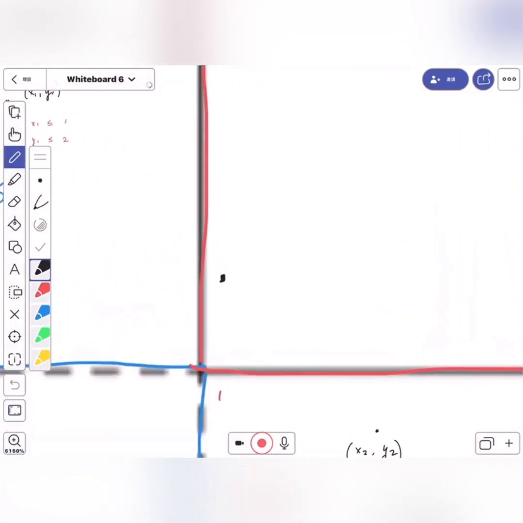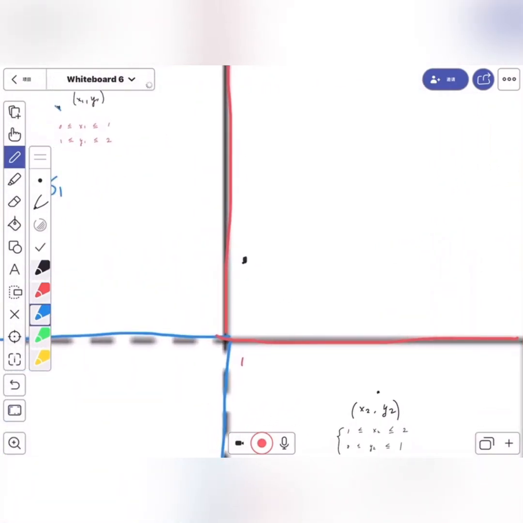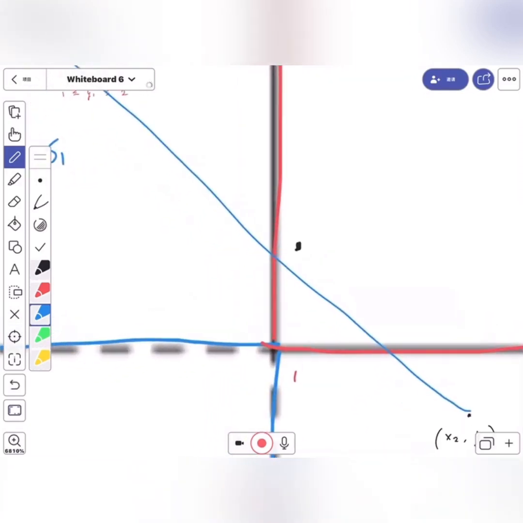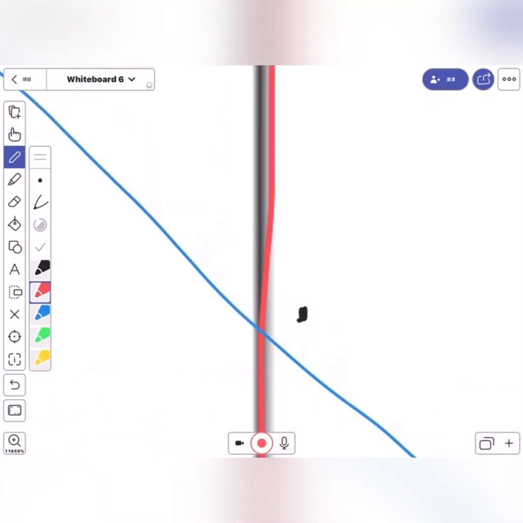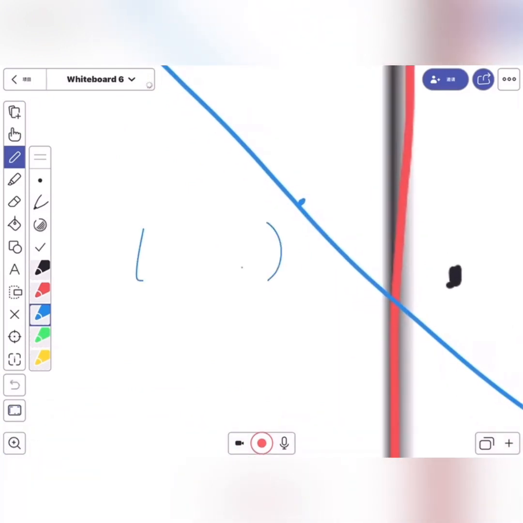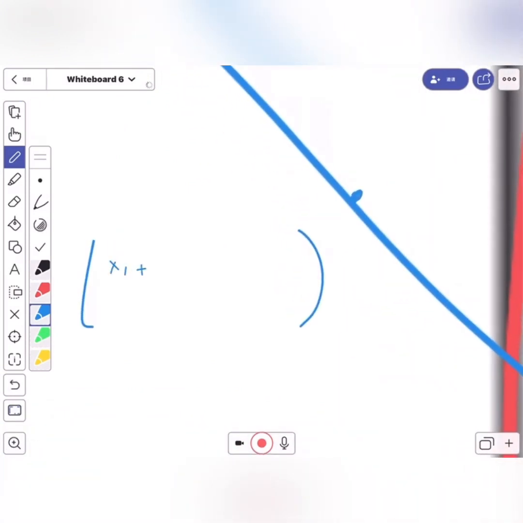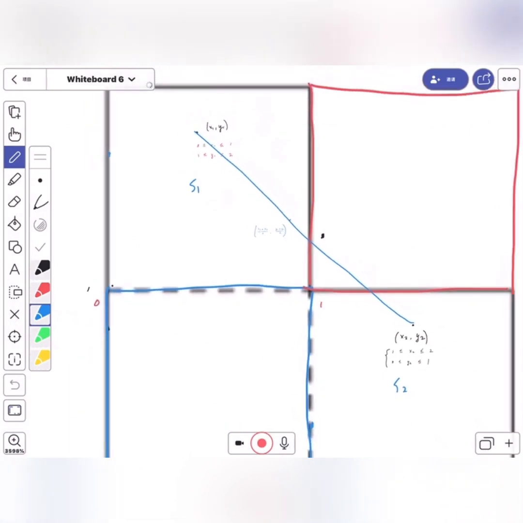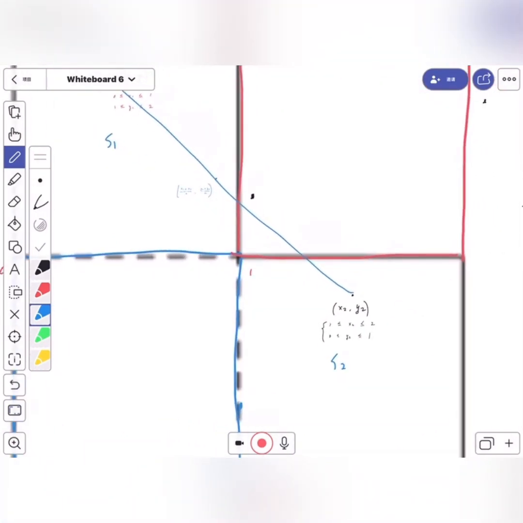Now, if we connect these 2 points, then let us call this the midpoint. Now remember the midpoint formula: that is (x1 + x2)/2 and (y1 + y2)/2, because you're basically taking the average of the x coordinates and the y coordinates of the endpoints respectively.